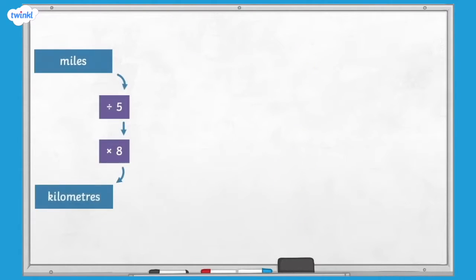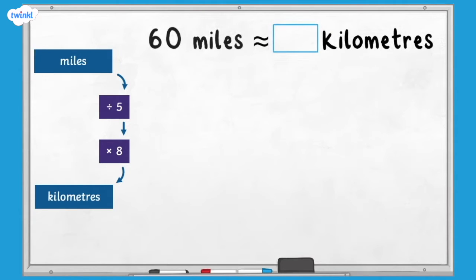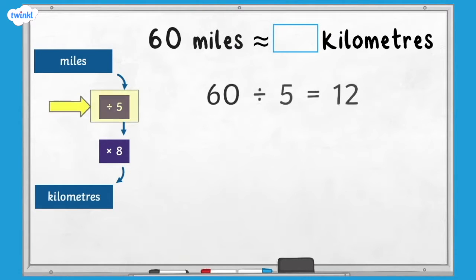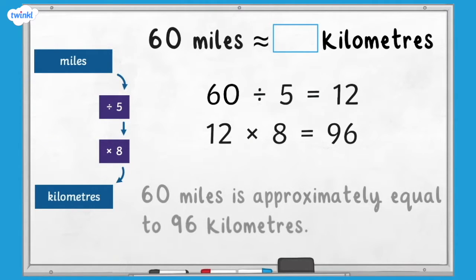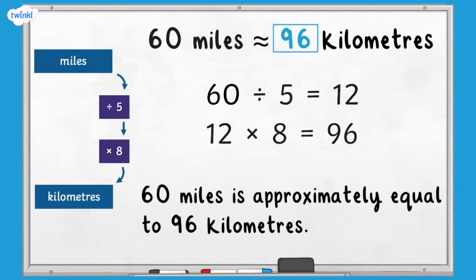For example, to convert 60 miles into kilometres, we would divide 60 by 5, which equals 12. We would then multiply 12 by 8 to give us 96. We would say 60 miles is approximately equal to 96 kilometres.